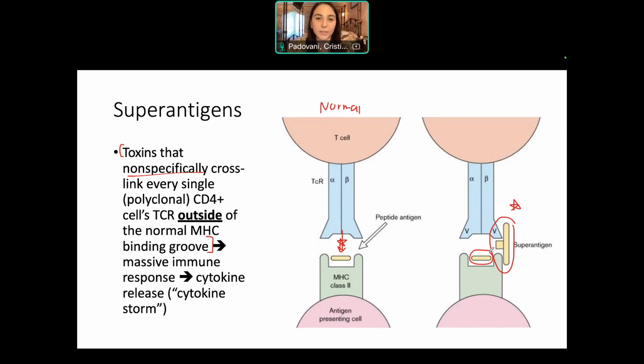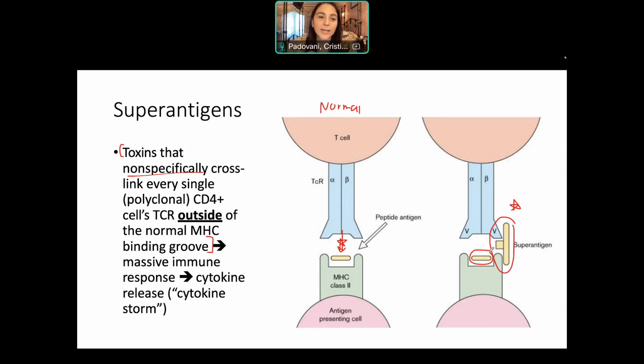It's freaking out, and it's releasing tons and tons of cytokines. And another thing that happens, it's really crazy. So one, it's outside of this groove. Two, it does this for every single CD4 positive T cell that it can find, so every helper T cell that it can find. That's called polyclonal activation. So it's all of the CD4 positive T cells it can find.